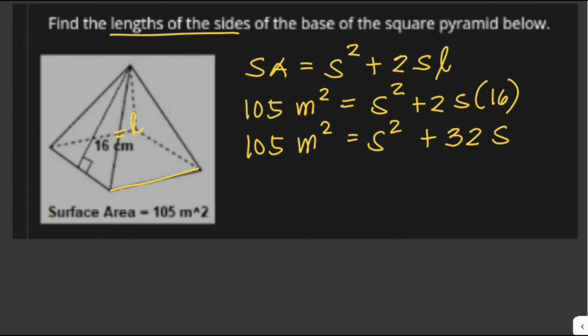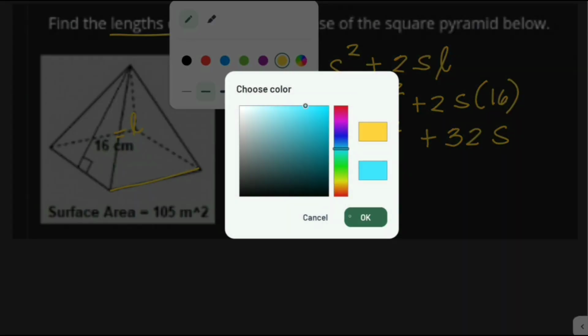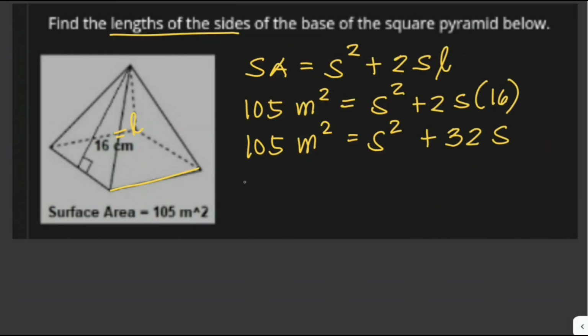Alright, so it seems like we're going to have a quadratic equation here. So we'll just move all of the terms to one side. Let's say we move everything to the right. We move 105 to the right. So this would be 0, and equate everything to 0 equals s squared plus 32s minus 105.